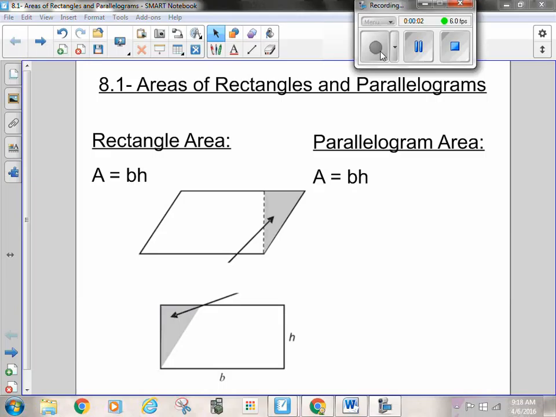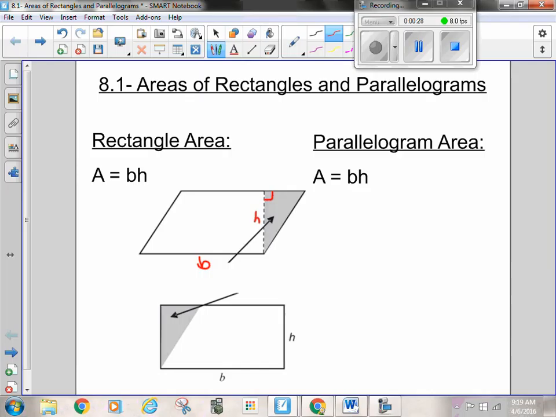All right, ladies and gentlemen, today is the start of Unit 8, Areas of Rectangles and Parallelograms. These are pretty basic. We know the area of a rectangle is base times height. Parallelogram area is actually the very same, base times height. You'll notice here we have our base and our height. Just so you know, height is going to be something that's perpendicular to the base.